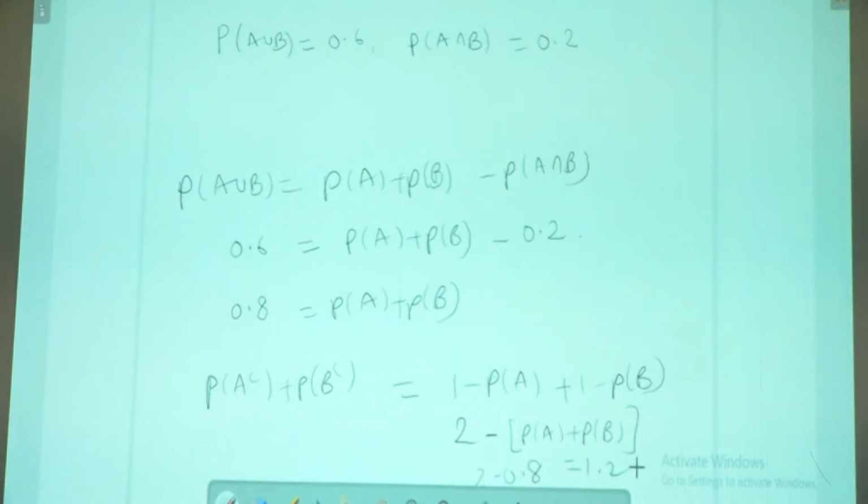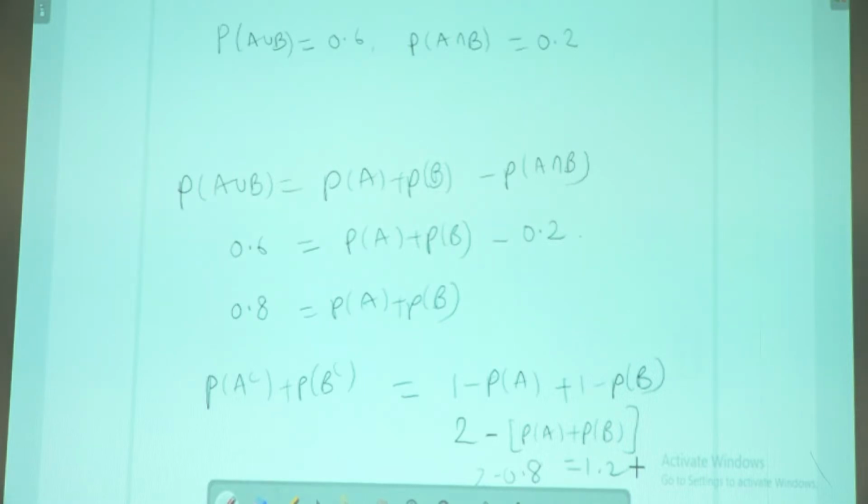Then see the options. A and B are mutually exclusive. A and B are independent. P of A complement by B equal to 3 by 4. None. So which option is right? The third option, P of A complement by B is equal to 3 by 4. Which of the four options are right?